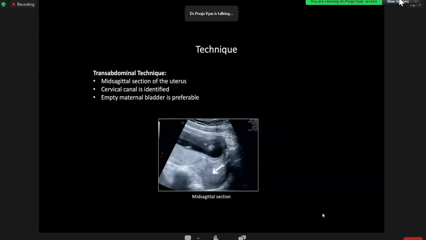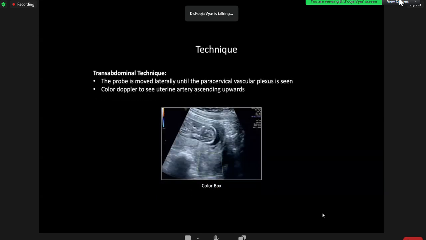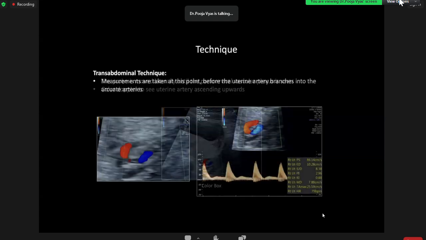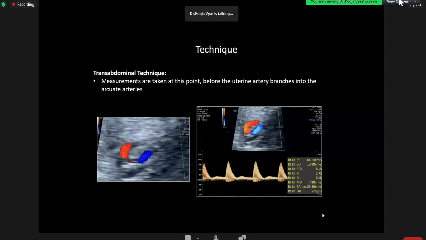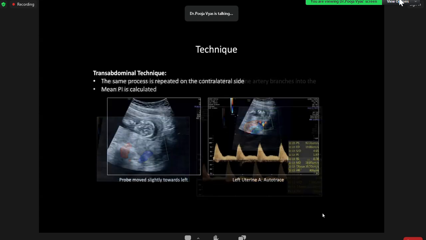How do we see the uterine artery? We use a transabdominal technique. We are going to take a sagittal section. We see the cervical canal, and then we are going to move the probe laterally and switch on color till we see the paracervical vascular plexus, and we are going to take the uterine artery over here. Same thing we do on the opposite side, and we take an average of the uterine artery.